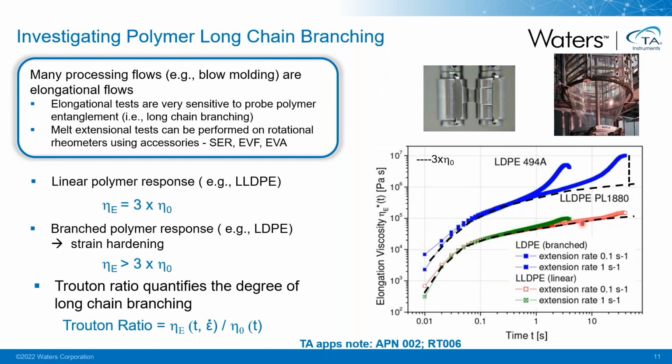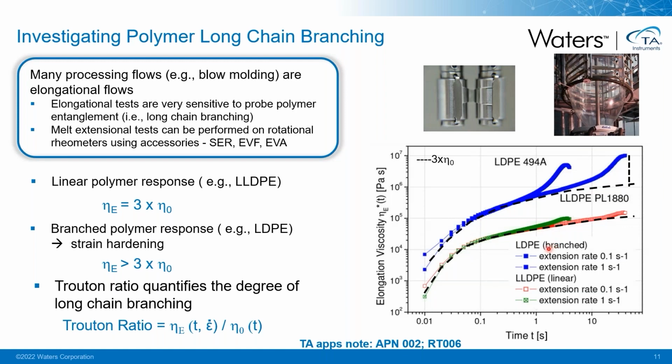When testing a polymer that has long chain branching structure, in here we're testing a highly branched LDPE polymer, its extensional viscosity curve shows this kind of strain hardening effect. And the higher the elongational rate, the earlier the strain hardening starts. Therefore, the extensional viscosity of a branched polymer is greater than 3 times the zero shear viscosity.